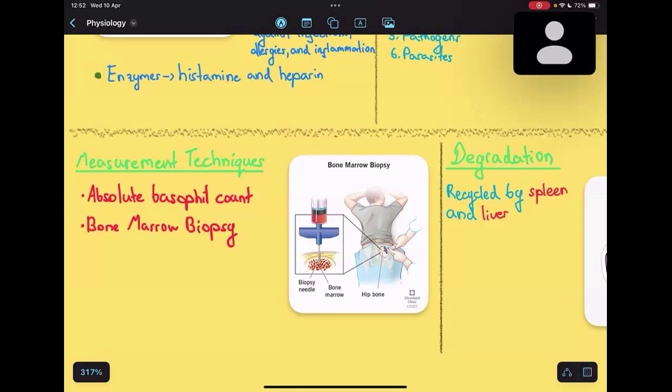Or another one, as you can see in the picture right here, a bone marrow biopsy, where basically they take a large needle and usually stick it in your hip bone to extract a small sample, and that's how they examine it to verify the quantity and the quality as well of the cells.